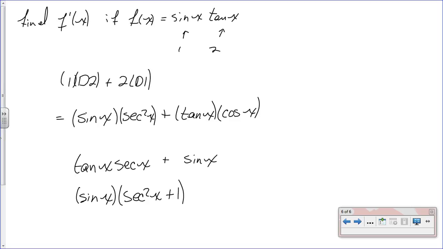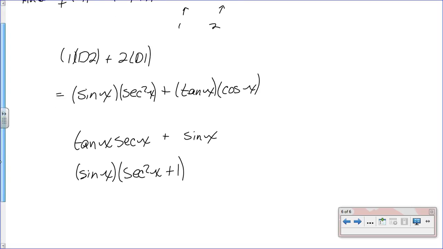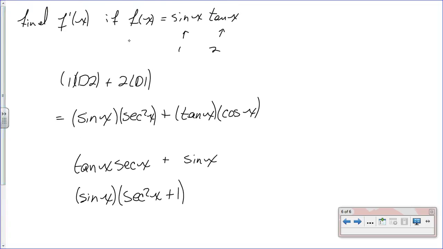All right, so this has been your quotient rule and tangent derivative video. Make sure you know how to take the quotient rule. Make sure you've written it down. Make sure you remember that rhyme. And also be sure to remember what the derivative of tangent x is. Remember, it is secant squared x.